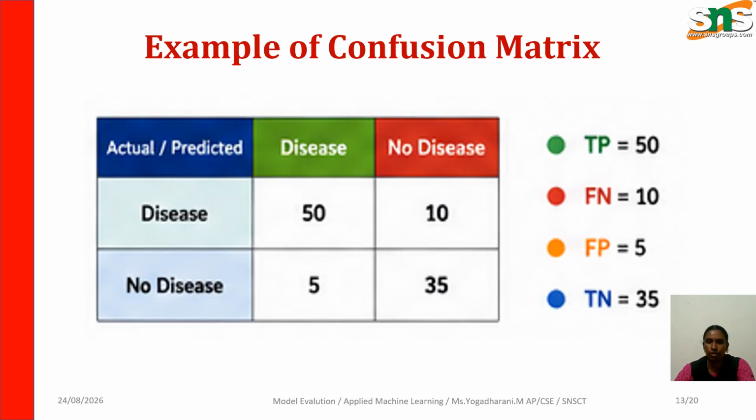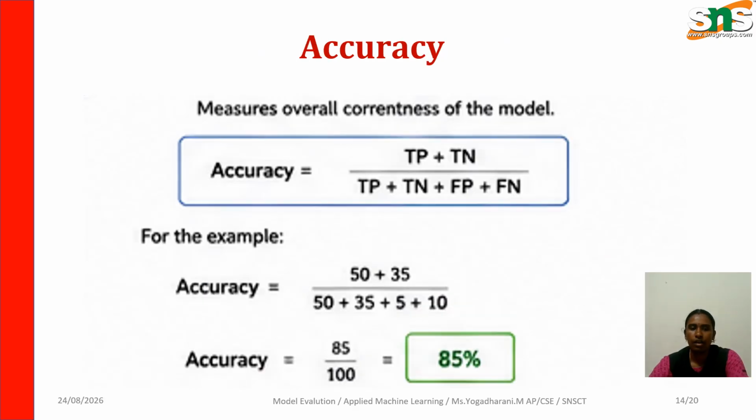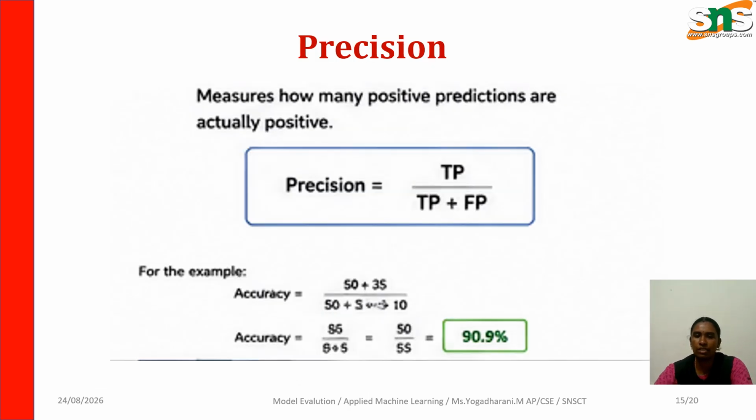So this is the example of a confusion matrix with our example of disease and non-disease. Here true positive is 50, true negative is 35, false positive is 5, and false negative is 10. So the confusion matrix allows us to clearly understand the model predictions. And then accuracy. Accuracy means, out of all predictions, how many predictions were correct? And this is the formula of accuracy.